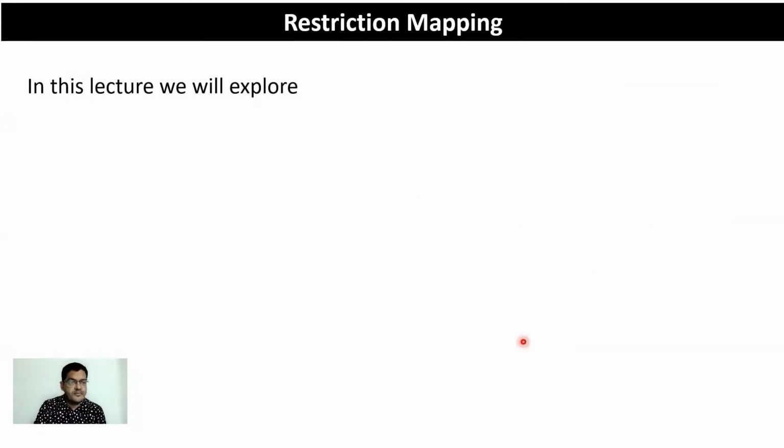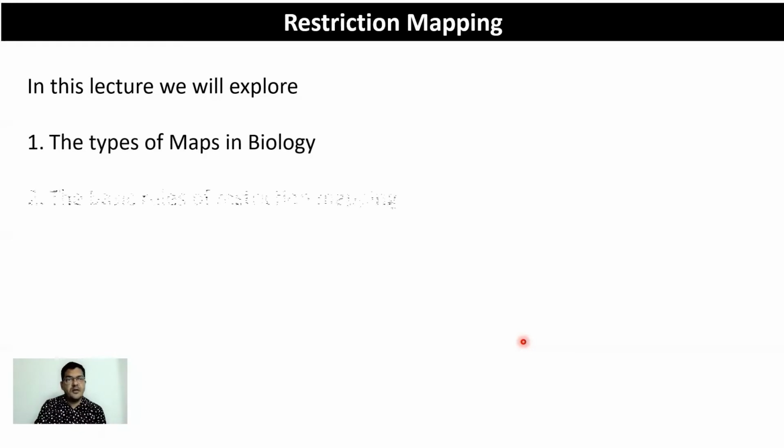In this lecture, we'll briefly explore what are the types of maps that you find in biology or biotechnology. Second, we'll be looking for the basic rules in restriction mapping and how do you arrive at a restriction map given a digestion pattern that is observed on gel.